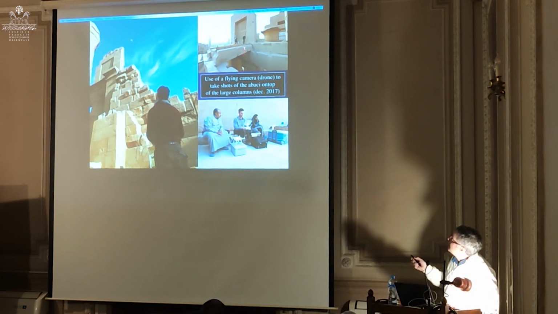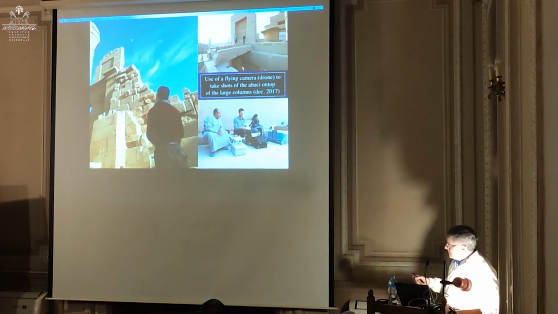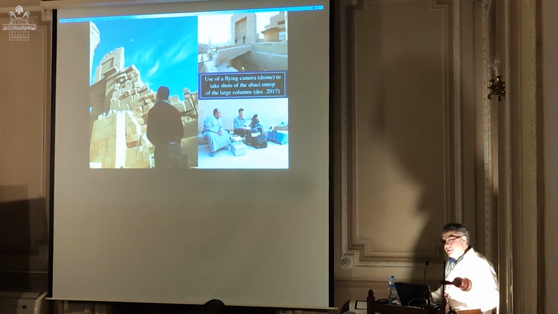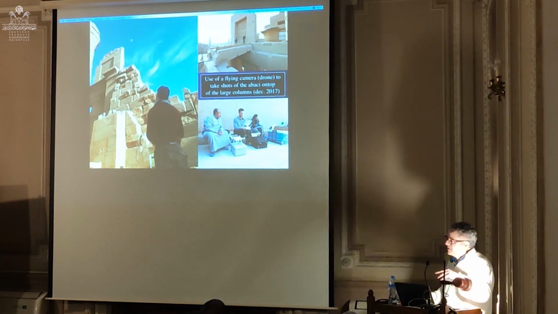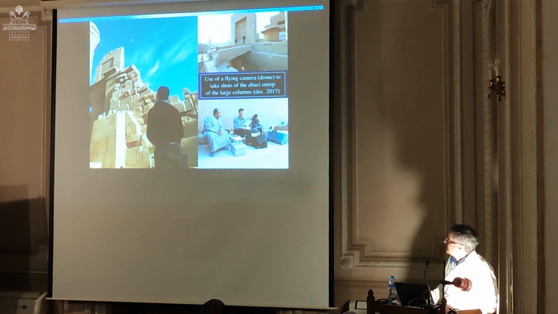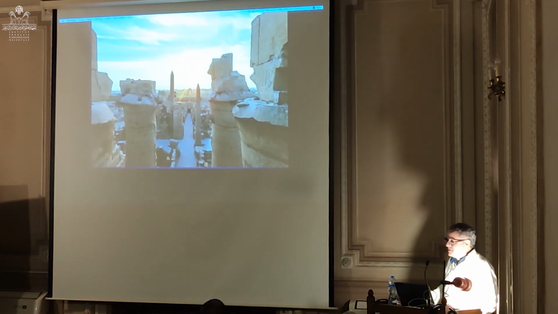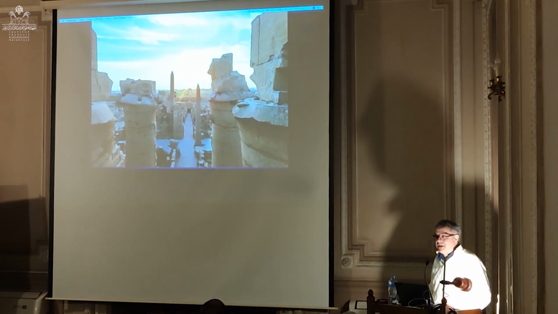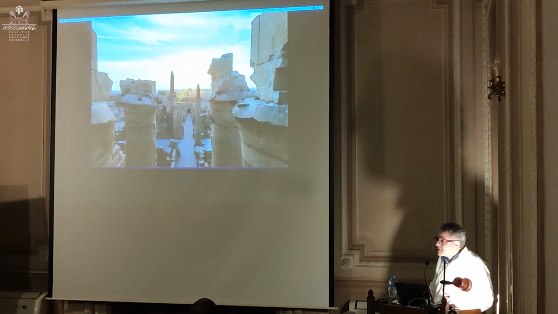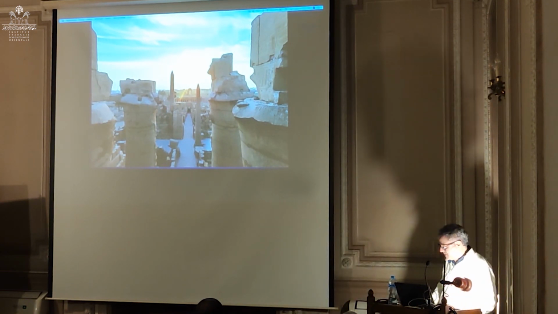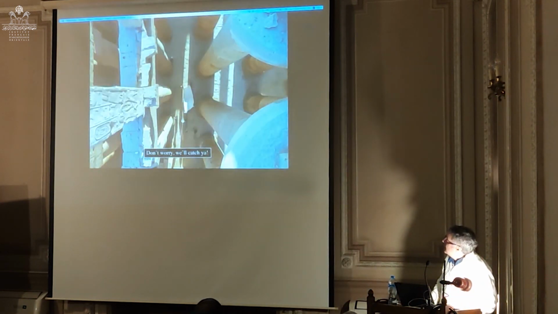So here you have Emmanuel Larose and Owen. At first it was a bit difficult, but then things started to go on a roll, and it really went quite well in the end. So this is a view from Karnak, seen from the drone, and to my knowledge this was, I think, the first time that a drone was used for scientific reasons in Karnak. Perhaps for films it had been done before.